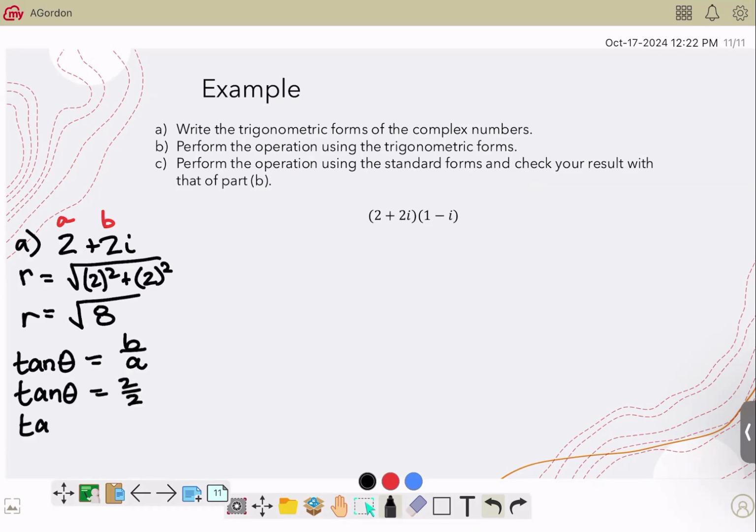If tangent is equal to 1, then our angle would have to be pi over 4. So if tangent is 1, then sine and cosine are the same, and that happens at pi over 4. I know that I'm in the first quadrant because both a and b are positive, so I'm going to use pi over 4 for my angle, or 45 degrees. Okay, now I'm going to put it all together to write this in trigonometric form. So I'm going to put r first, so square root of 8 times cosine of pi over 4 plus i times sine of pi over 4. So there's the first number.